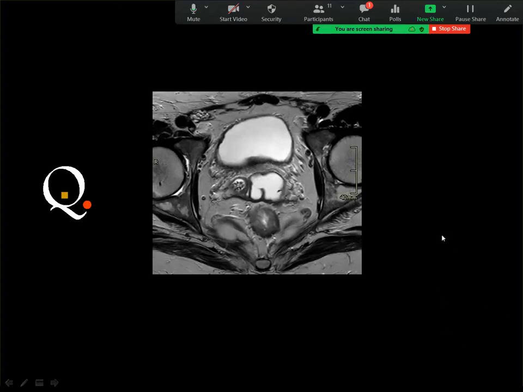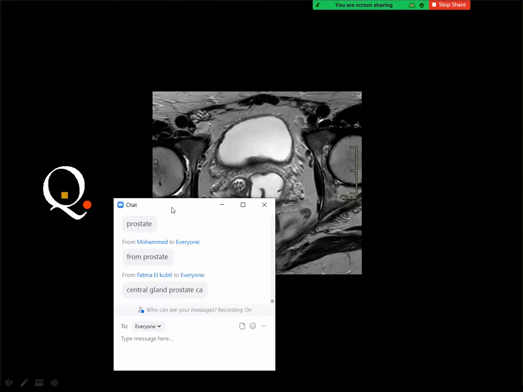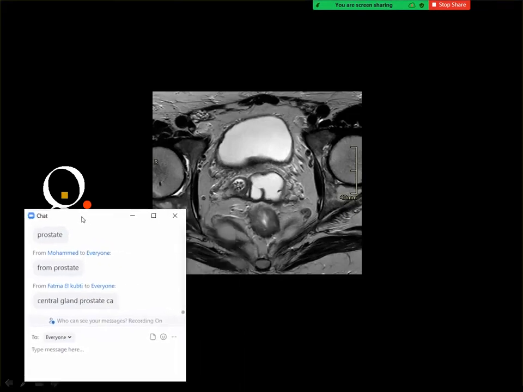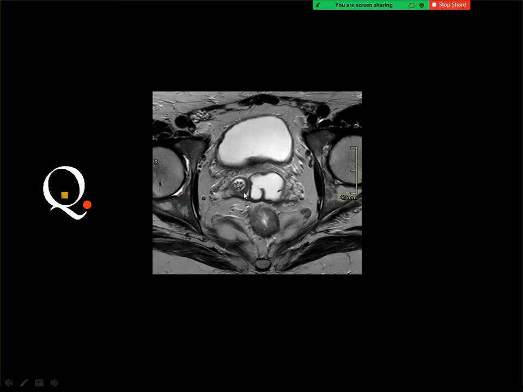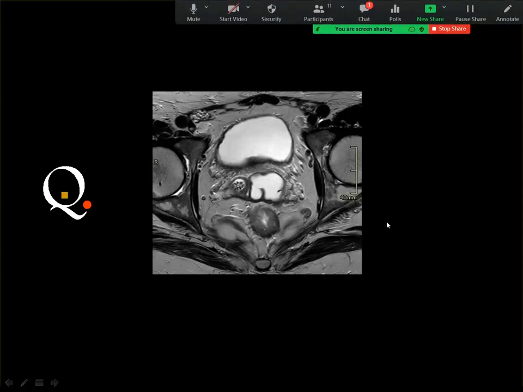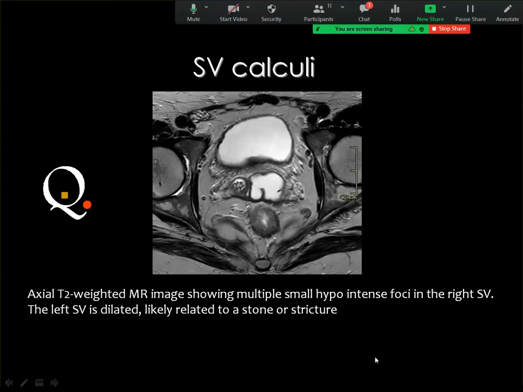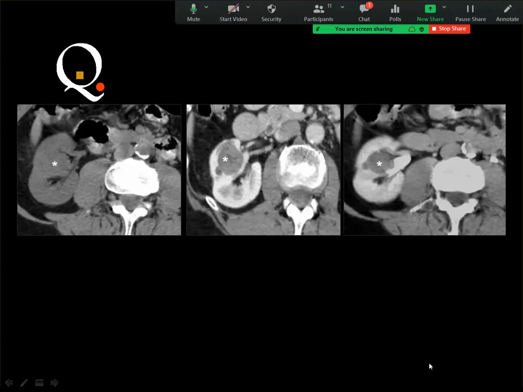This is also another case concerning the seminal vesicle. Yes, and this is stones in the seminal vesicle on the right side, and cystic lesion on the left side. You are right. This is seminal vesicle calculi, which is one of the well-known finding in the clinical practice.